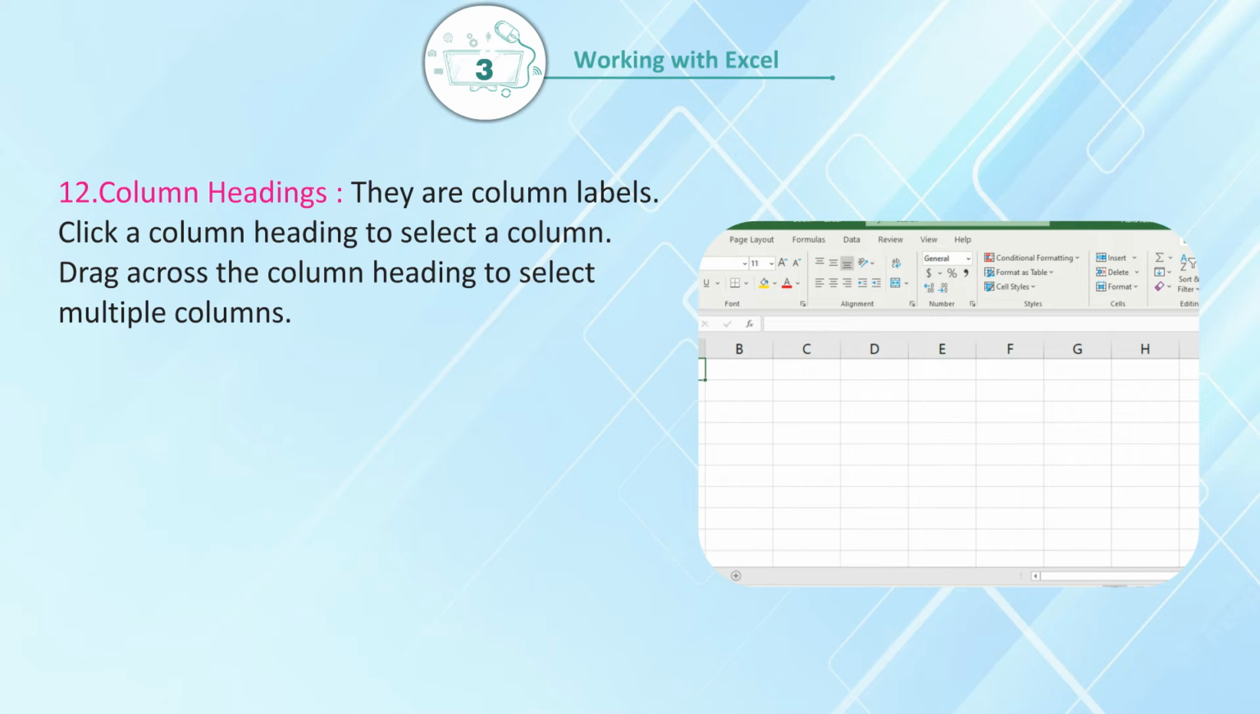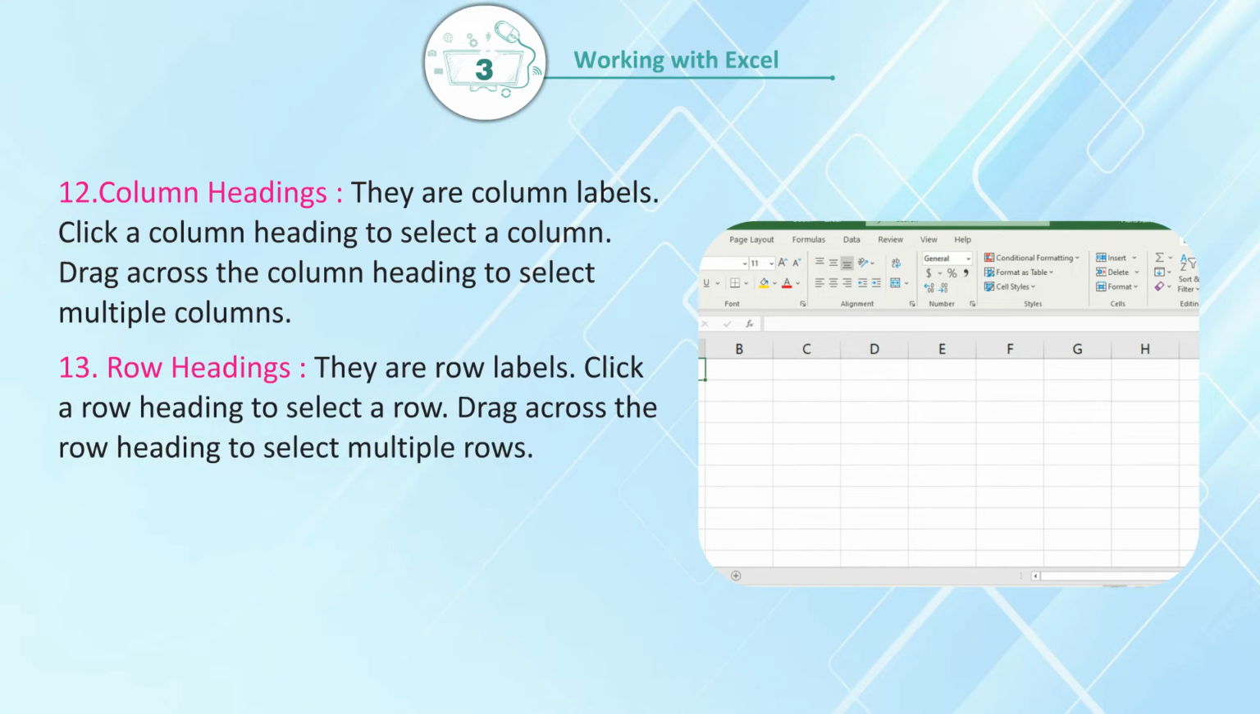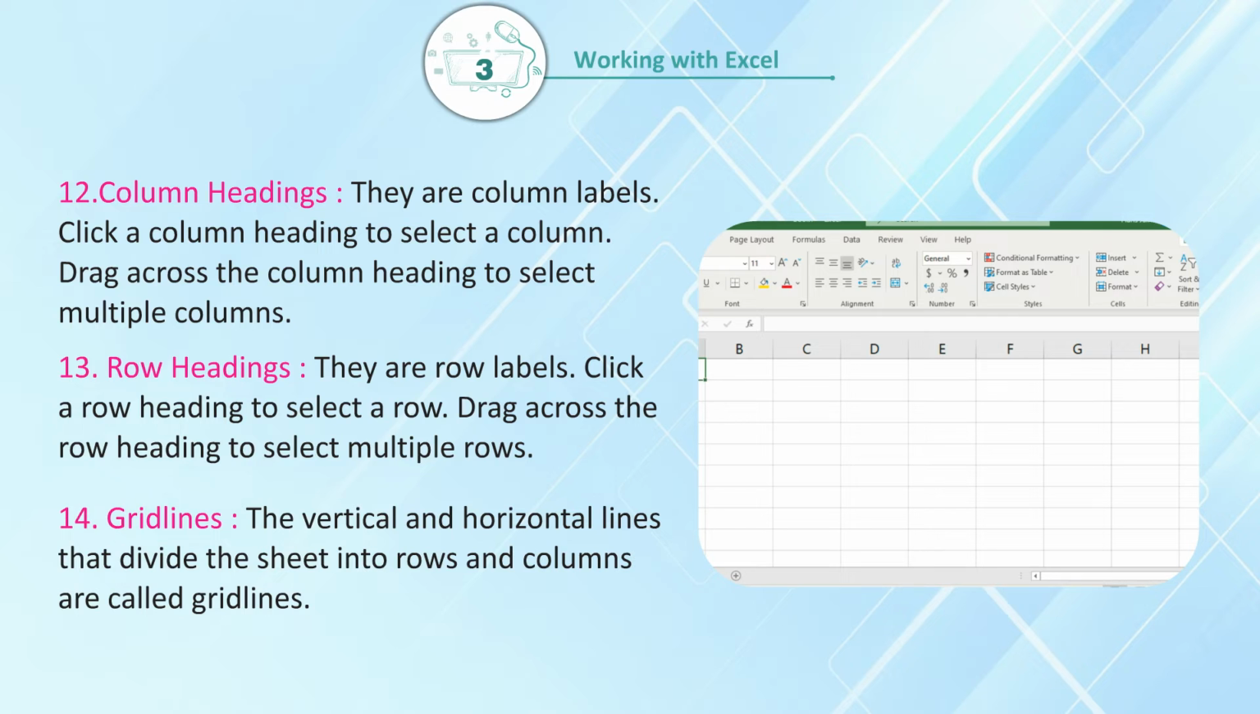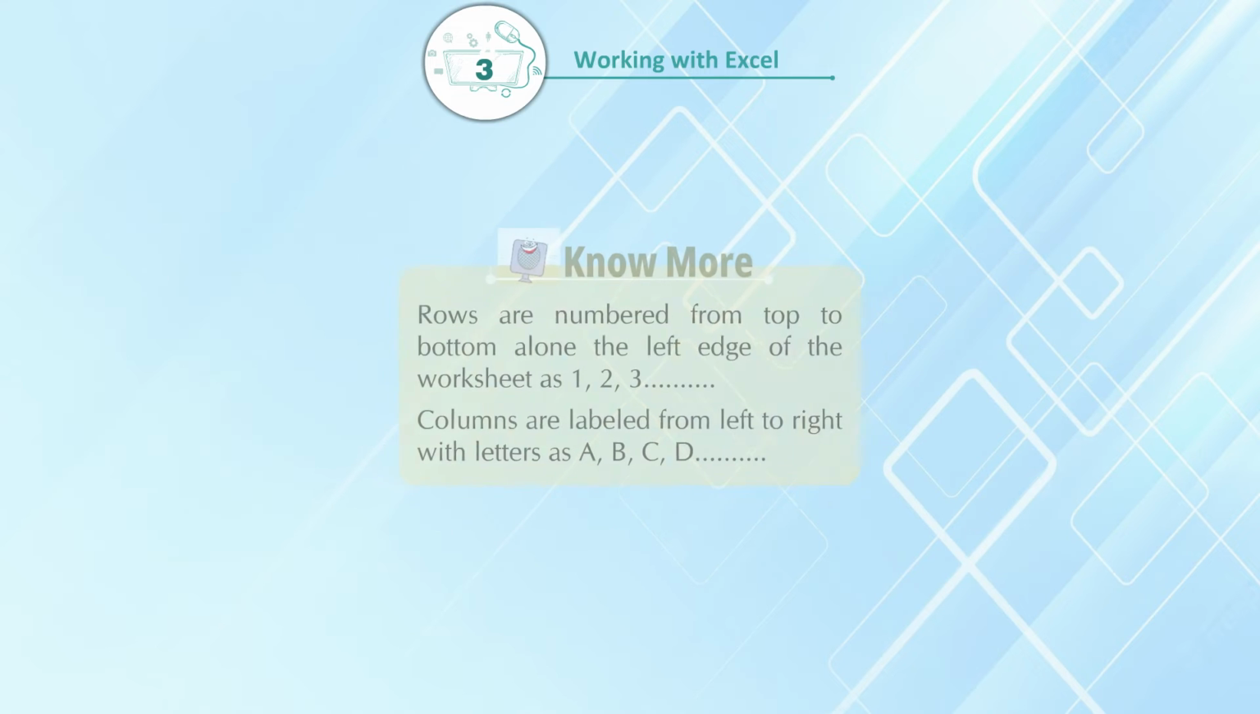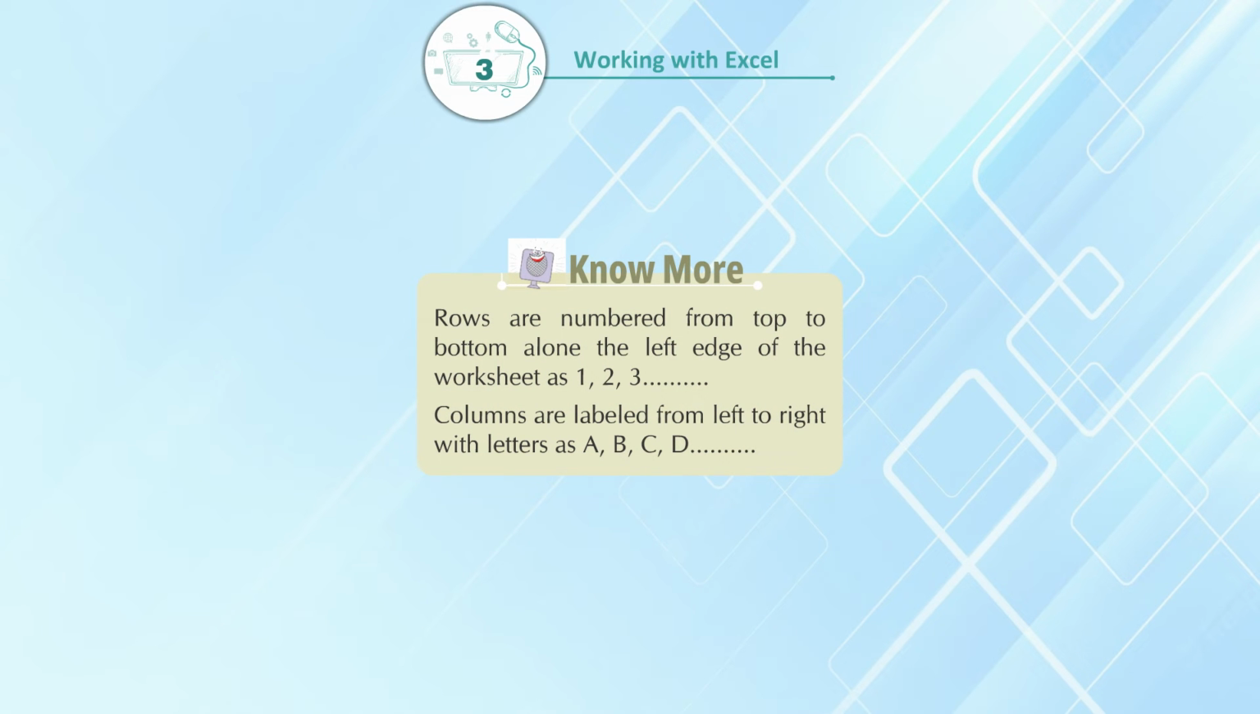Column headings. They are column labels. Click a column heading to select a column. Drag across the column headings to select multiple columns. Row headings. They are row labels. Click a row heading to select a row. Drag across the row headings to select multiple rows. Gridlines. The vertical and horizontal lines that divide the sheet into rows and columns are called gridlines. Rows are numbered from top to bottom along the left edge of the worksheet as 1, 2, 3. Columns are labeled from left to right with letters as A, B, C, D.